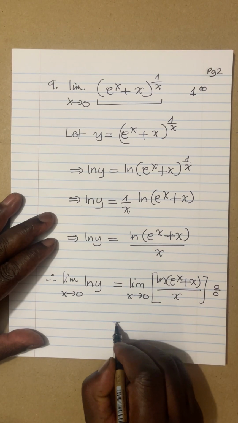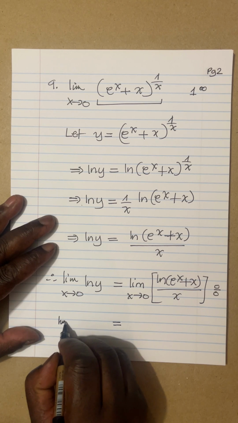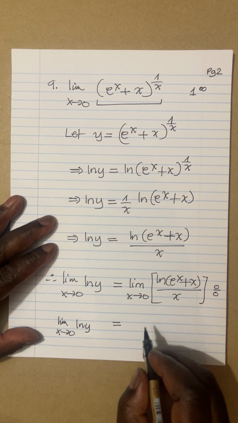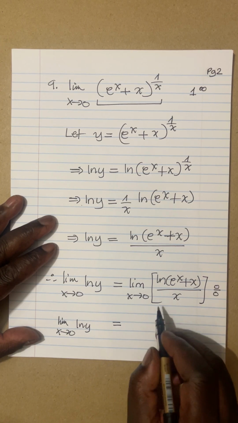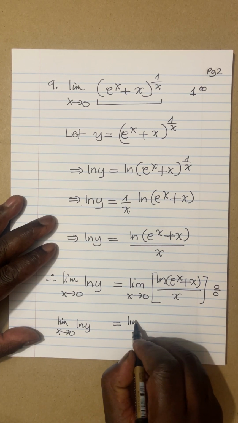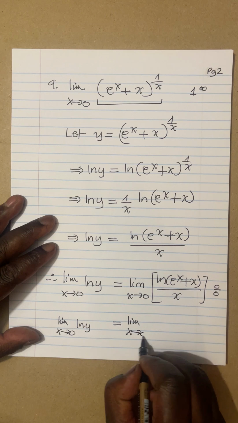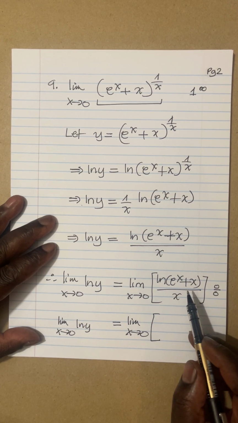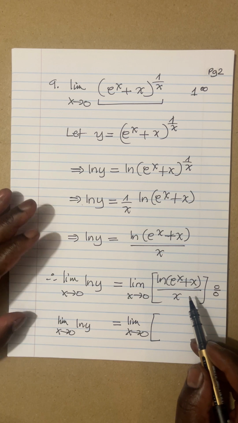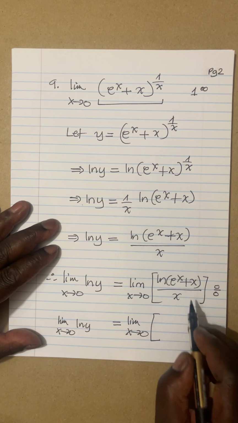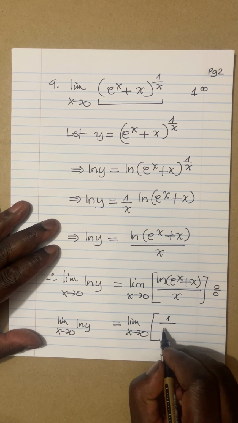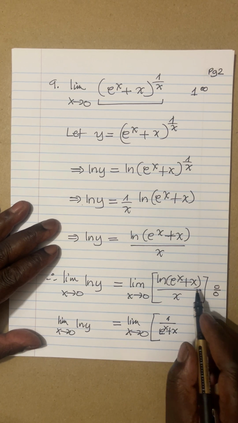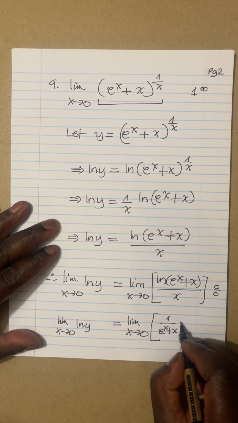So this is going to be, remember we're coming from the limit as x approaches 0 of the natural log of y will be equal to the limit as x approaches 0 of what? Of the derivative of the numerator. Remember the derivative of log, I've explained in the previous question. You reciprocate the function, so this is going to be 1 all over e to the power x plus x, right? And then the derivative of that, multiply that like so.